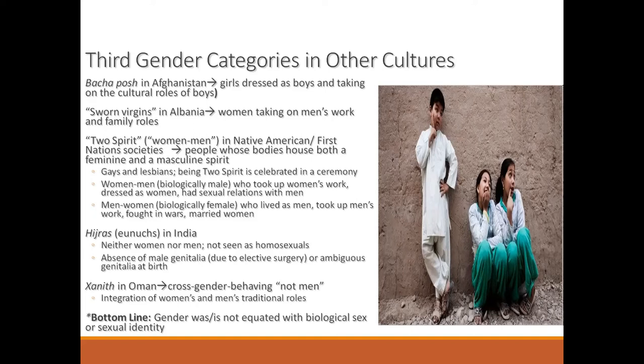So you have women, men who are biologically male, who take up women's work, dress up as women, have sexual relations with men. And you also have men, women who are biologically female, who live as men, take up men's work, fight in wars, and marry women. And then in India, the hijras or eunuchs are neither women nor men, and are not necessarily seen as homosexuals. They're distinguished by the absence of male genitalia, whether it's because of surgery on their own accord or ambiguous genitalia at birth.